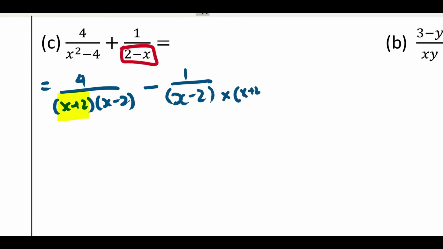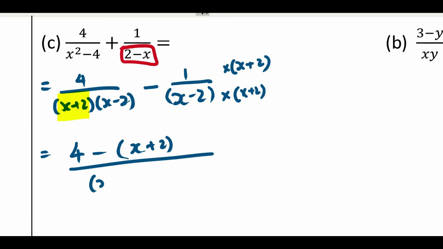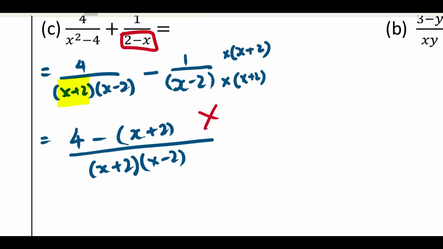Multiply by x plus 2, multiply by x plus 2. Be careful, this one is a minus, so it's 4 minus, open bracket, must have this bracket. When you combine, x plus 2 over x plus 2, x minus 2. Okay, please do not cancel this and this. No, no way, that's totally not correct. There's no way you can cancel, so don't anyhow cancel. If you're not sure, don't anyhow cancel first. Make sure that they are multiples of each other first, then you can cancel.